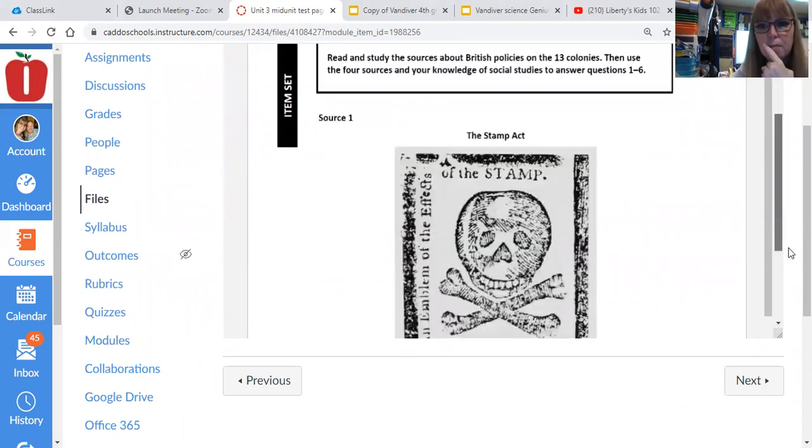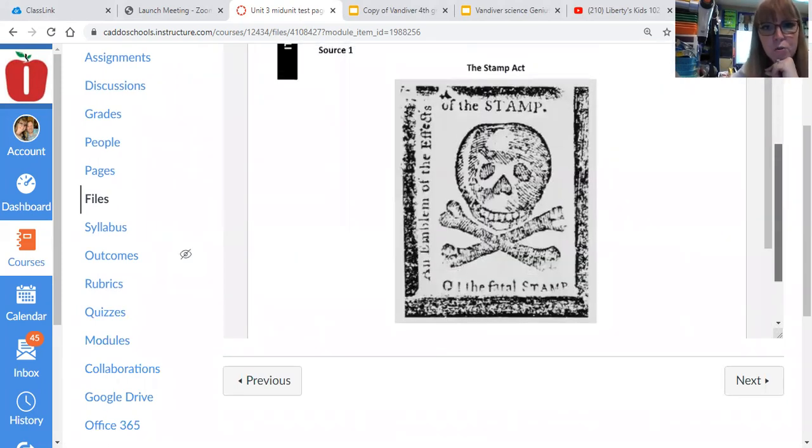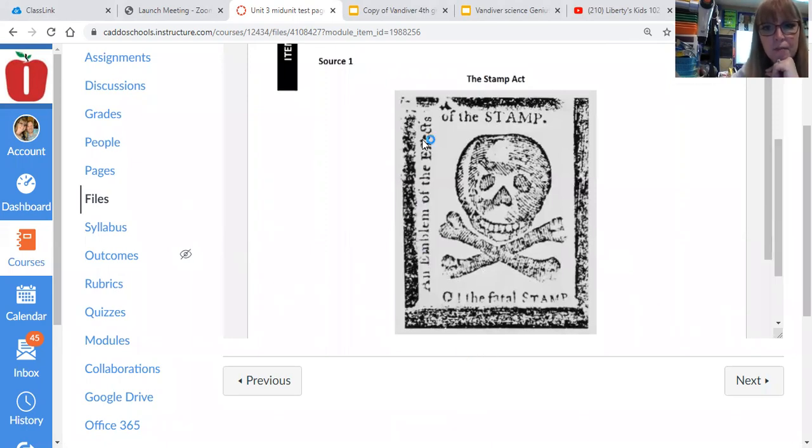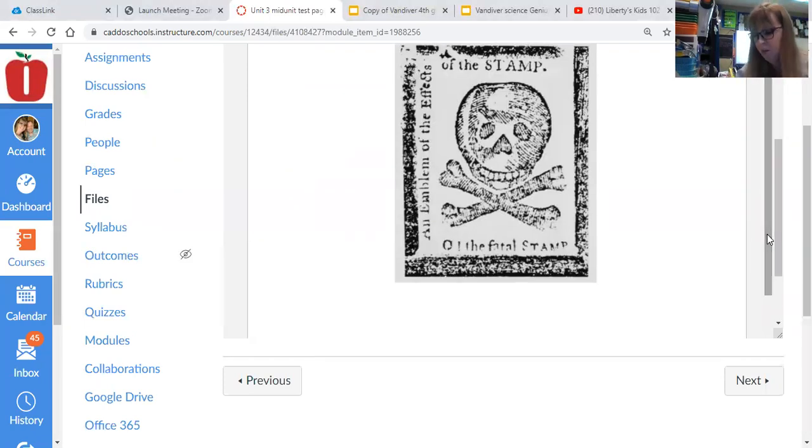Okay, so here is our source 1, the Stamp Act. An emblem of the effects of the fatal Stamp Act. Okay, that's your source 1.